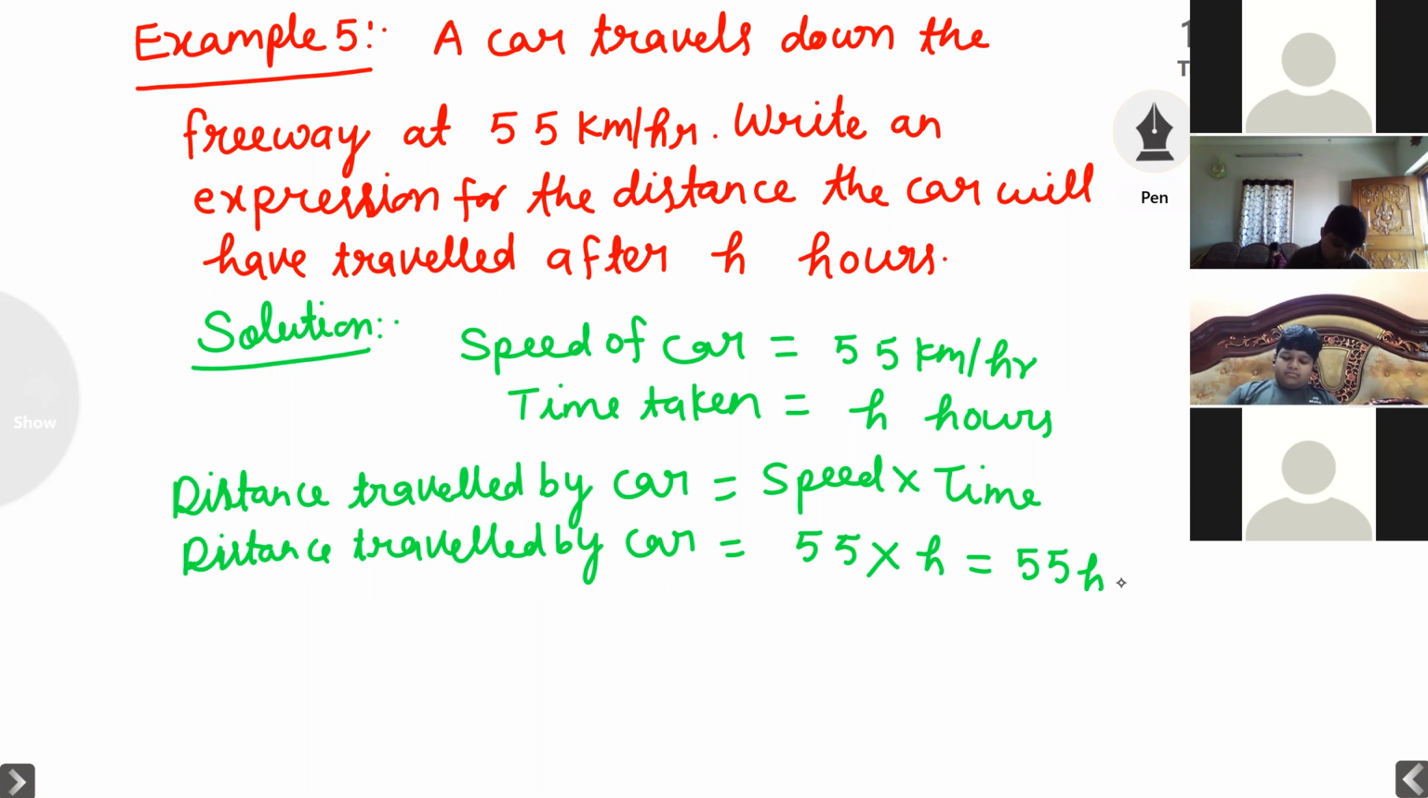Now distance we can denote with d. Then d is equal to 55h. This is our algebraic expression. D is equal to 55h. How did we get this d? The symbol of distance is d.